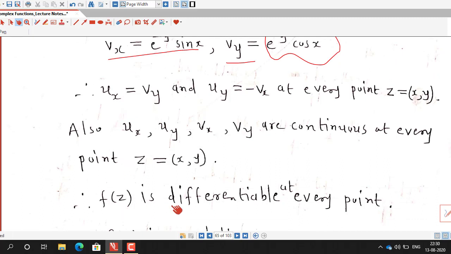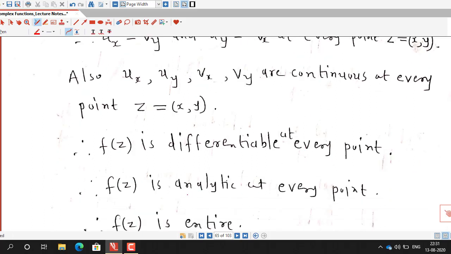Therefore f of z is differentiable at every point, and if the function is differentiable at every point, it must be analytic at every point. So if we consider any point in the complex plane, function will be differentiable in any neighborhood of that point.